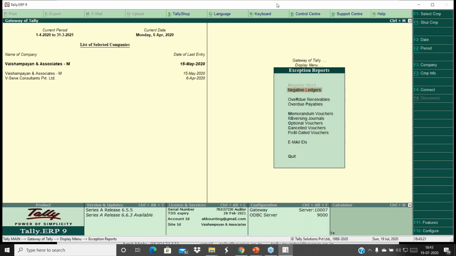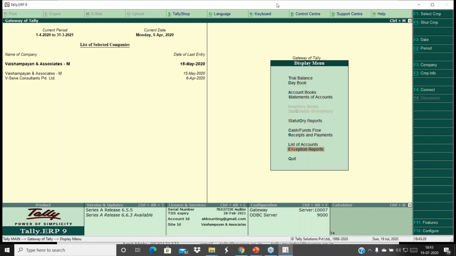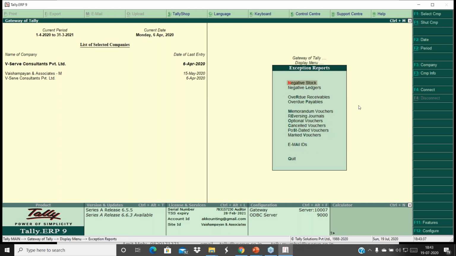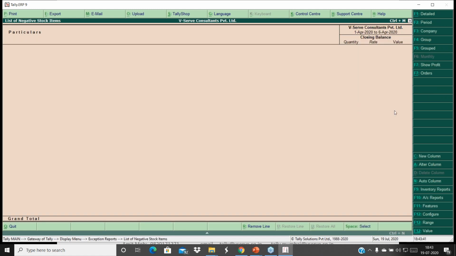But this becomes a very useful report. At one go, you will come to know all those ledgers which are not having proper balances. Similarly, you can also get to know the negative stocks as well, in case you happen to have a negative stock.